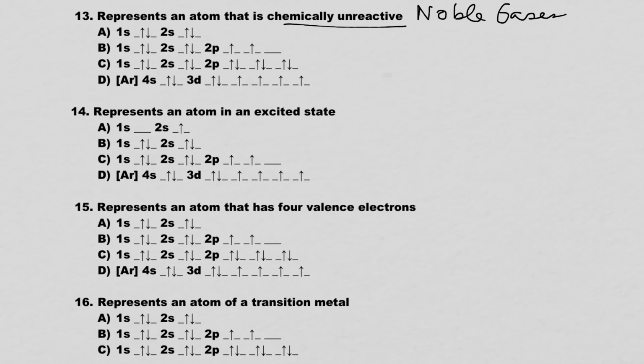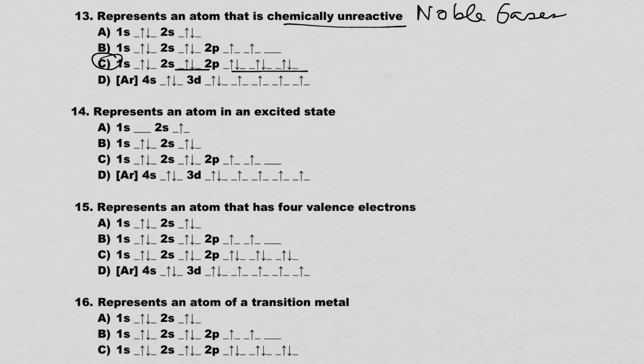So really, I'm just looking for an orbital diagram for a noble gas. And if I look through these, 1s2, 2s2, that would not be it. And then I keep going, and then I look at C. C has 2s and 2p full. That would be the noble gas neon.